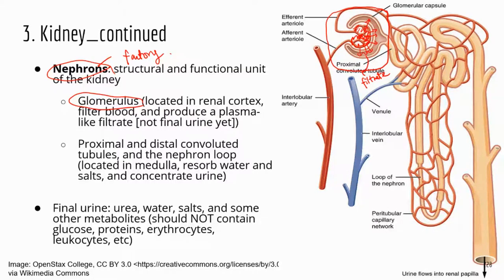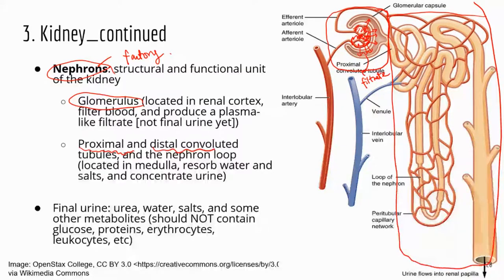Now the filtrate, including all that water, salts, small organic molecules, and metabolic waste, will go through the second part of each nephron, which is a bunch of tubules. That includes the proximal convoluted tubule, the distal convoluted tubule, and in between them there is the loop of Henle, or some people call it the loop of nephron or nephron loop. It's the same thing. This is proximal because it's closer to the glomerulus, and this is going to be the distal.